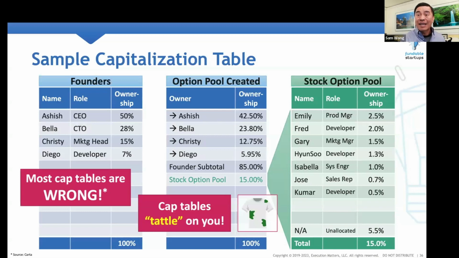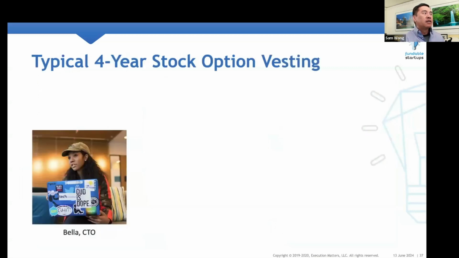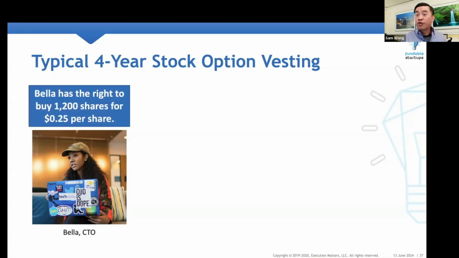And people are going to have the same reaction when they see a dirty cap table, if that's your situation. You don't want that. So let's talk about standard 4-year vesting. This is Bella. She's the CTO. You've granted her stock options, the right to purchase 1,200 shares, at 25 cents per share.